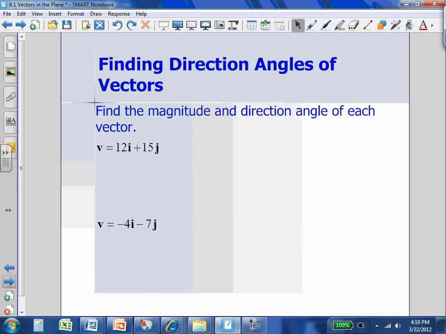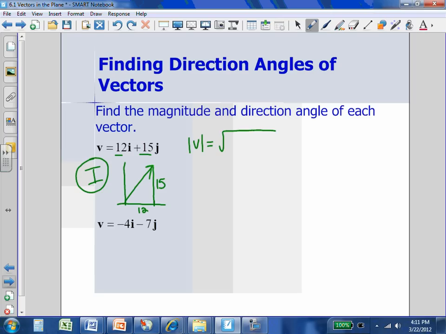Alright, so here we have two vectors in linear combination form. We're supposed to find the magnitude and the direction angle of each vector. Well, I might want to sketch this out first to give me an idea of where this is. Now these are both positive, so I'm pretty sure I'm going to be in quadrant 1. Keep that in mind. I'm going to go 12 this way, and I'm going to go up 15. So there's my vector right there. Over 12, up 15.